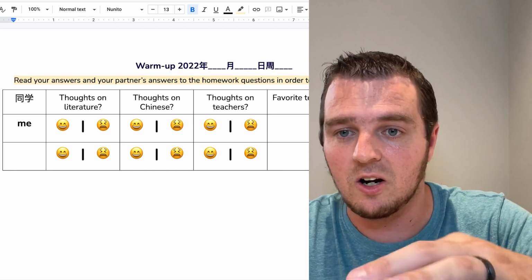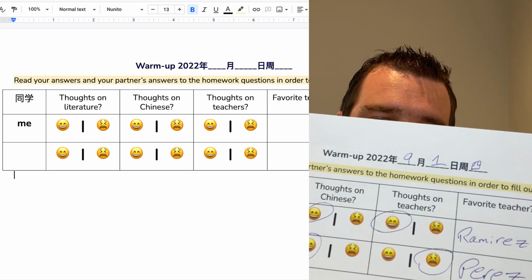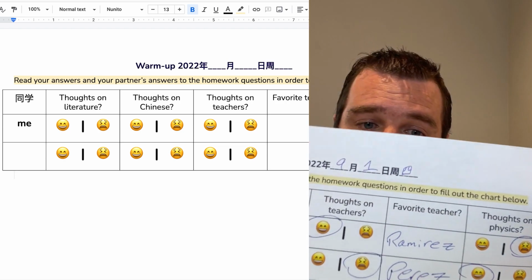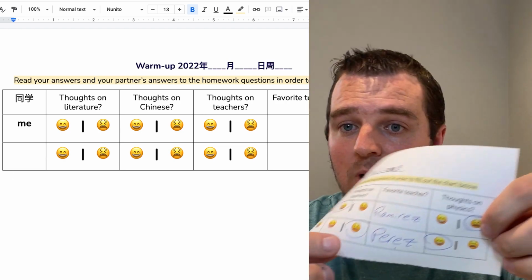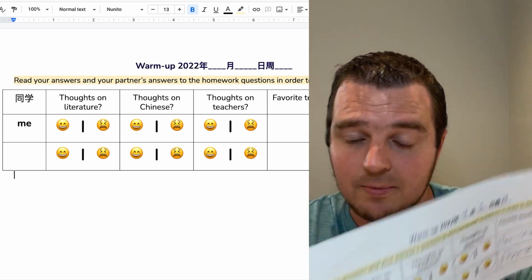So you can see here, I already circled what I have. I like literature, I like Chinese, I like the teachers. Carlos likes literature and Chinese, he likes physics, I don't like physics, we have different teachers. This is what the student would have.